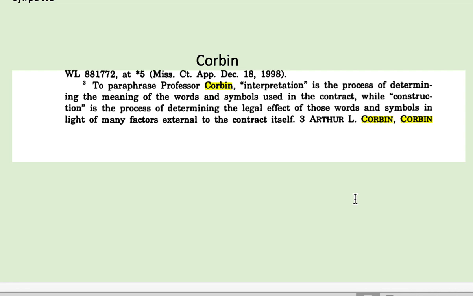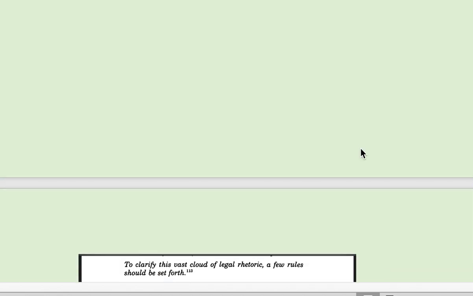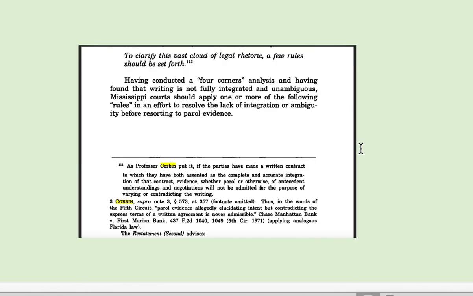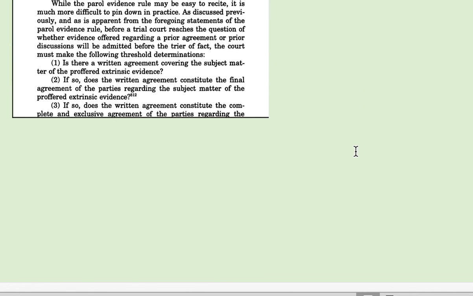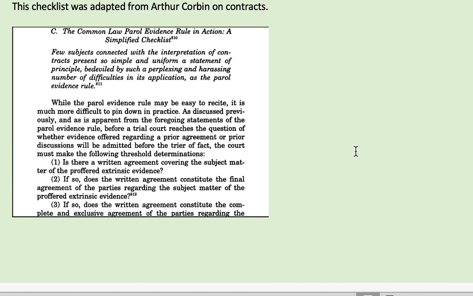So he's written a book, Arthur L. Corbin on Contracts, and here's another snippet I just pulled out to clarify this vast cloud of legal rhetoric. A few rules should be set forth. And then they go on, they have a lot of footnotes in this particular article. I will show you the link in a minute.